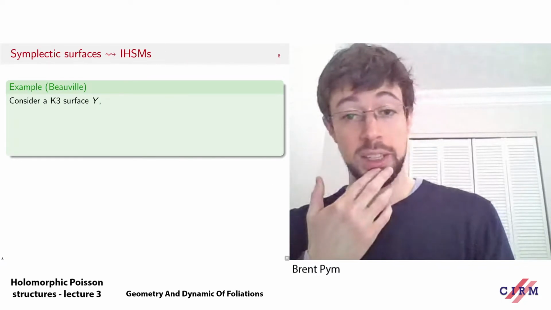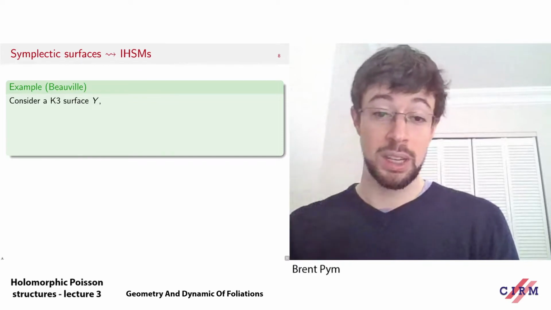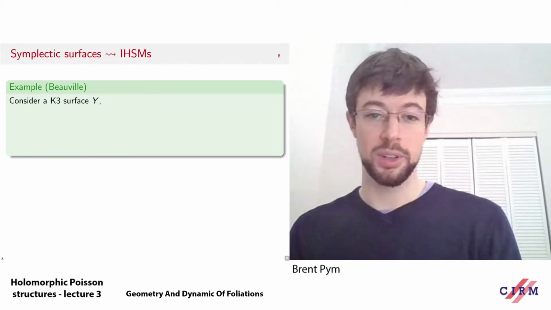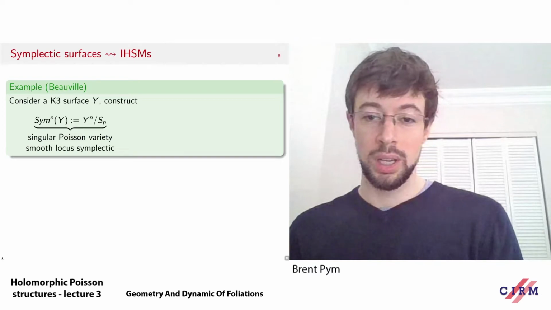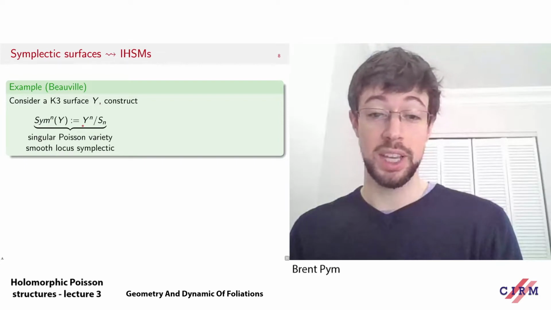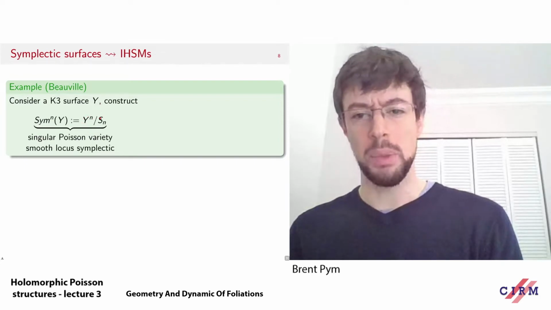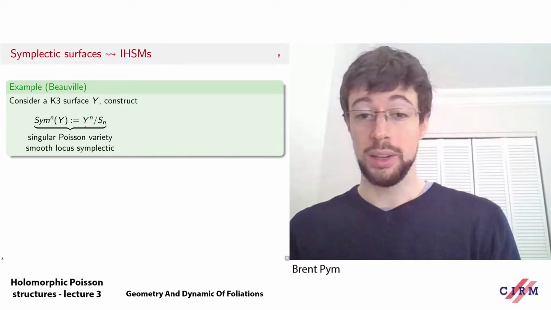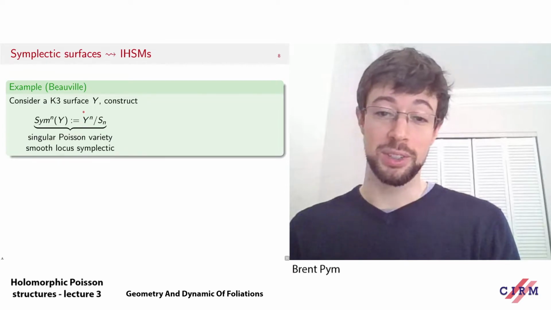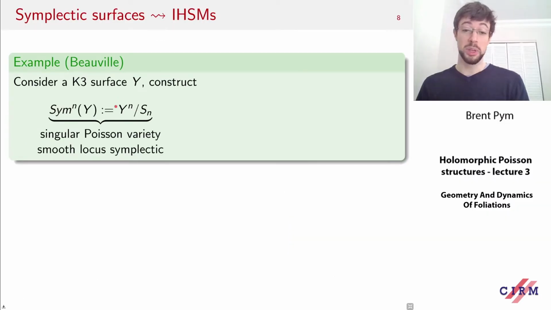Okay, so how can we construct irreducible holomorphic symplectic manifolds? Well, here's one way. Again, we start with a surface, a symplectic surface. Let's take one of these K3 surfaces. And instead of considering the product of Y, we could consider what's called the symmetric product. So I take Y to the n, the ordinary product, but then I mod out by the action of the symmetric group, which permutes the factors. Now, provided I use the same symplectic form on each factor of Y, that symplectic form will be invariant under the action of the symmetric group, and so it will induce a Poisson structure on this quotient, which is called the symmetric power of Y.